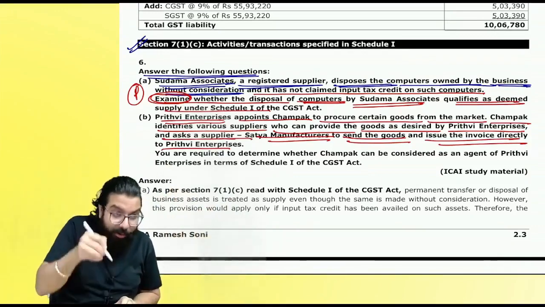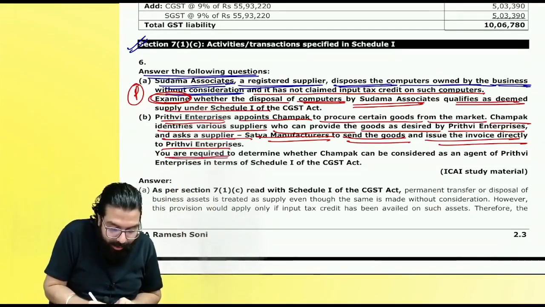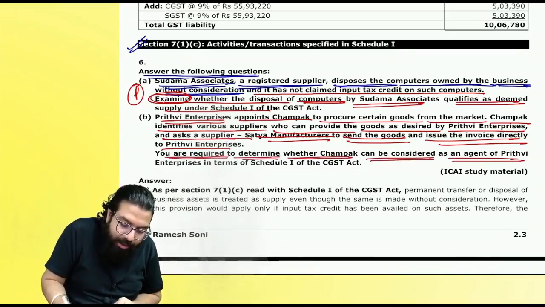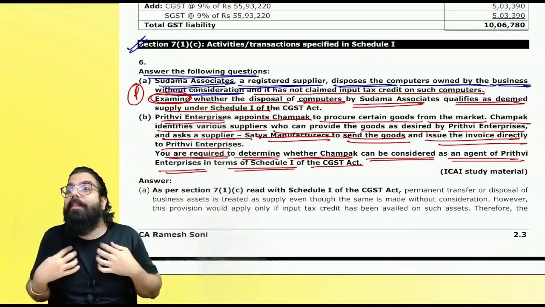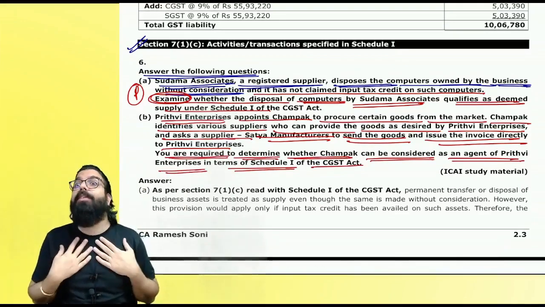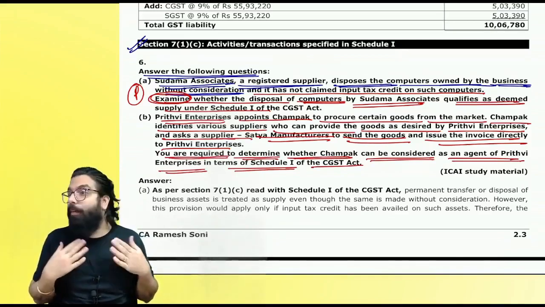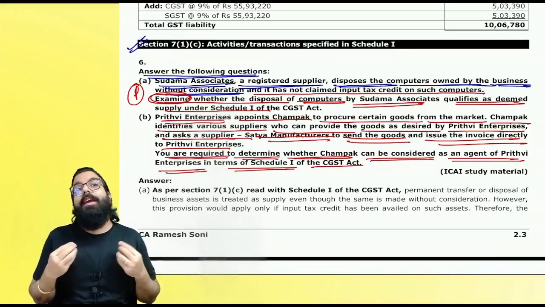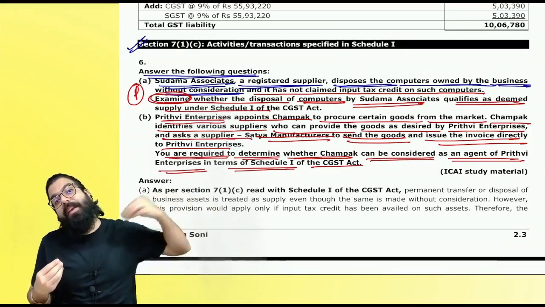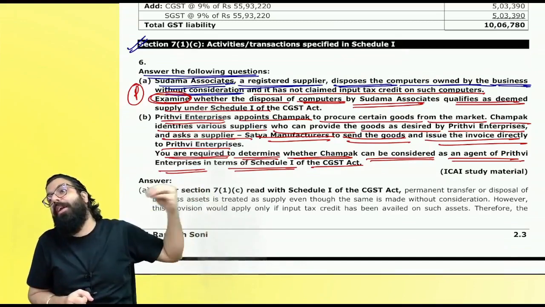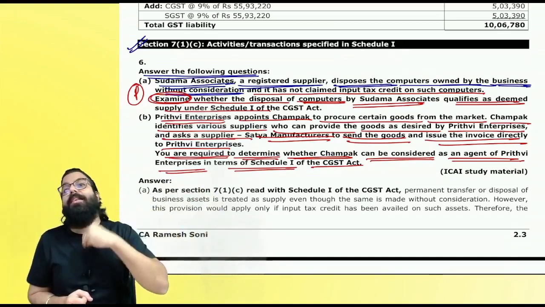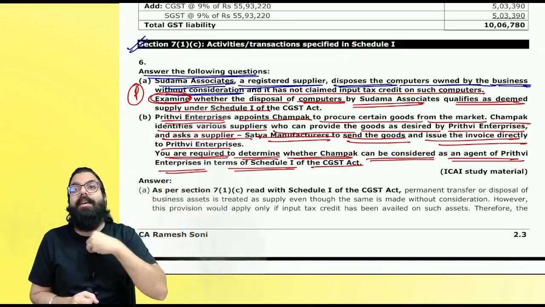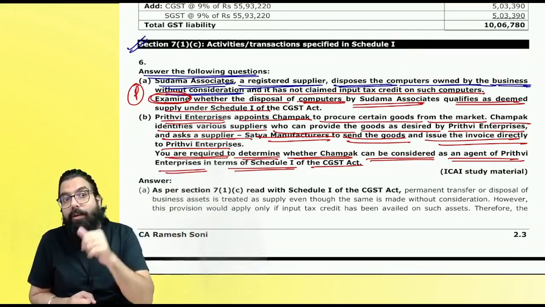Read the question. You are required to determine whether Champak can be considered as an agent of Prithvi Enterprises in terms of Schedule 1. Can I be considered under Schedule 1, section 7(1)(c), Schedule 1, paragraph number 3, as an agent? No. Why? Because a procuring agent is covered only when the invoice is in his name. Only when the invoice is in the name of the agent is that agent covered under Schedule 1. Am I an agent under Schedule 1? No.